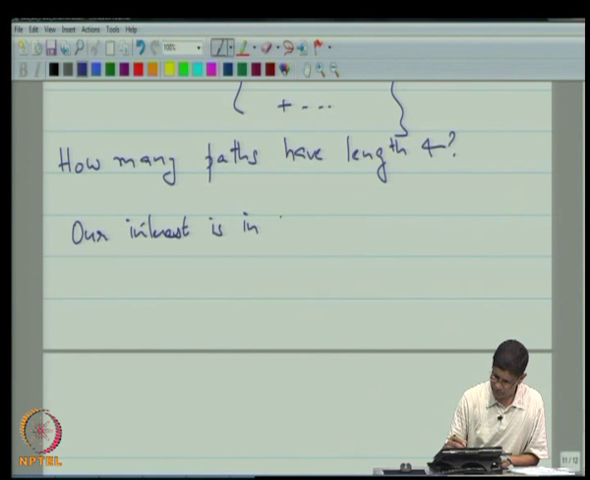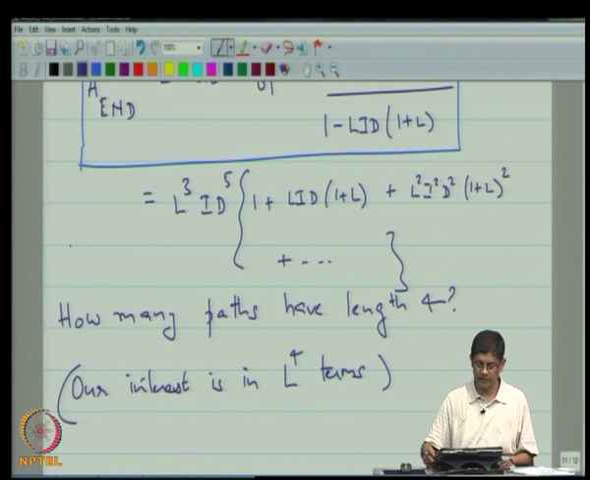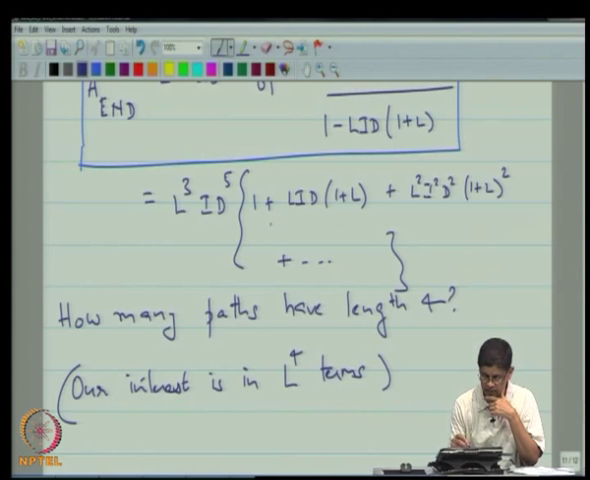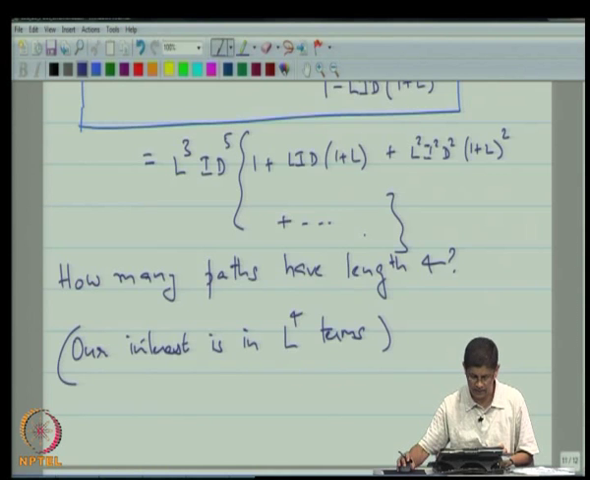in the terms involving L to the 4. So, you look from here and see which terms can actually contribute and give you L to the 4. You can see that for the third term and beyond, the exponent of L is L cubed plus 2 L 5, that is too large. So, they get very large later on. The only contribution can come from the first two terms, but the first term only gives you a contribution in L cubed. So, it is only the second term. Okay. So, it is this L cubed I d 5 times L I d terms.